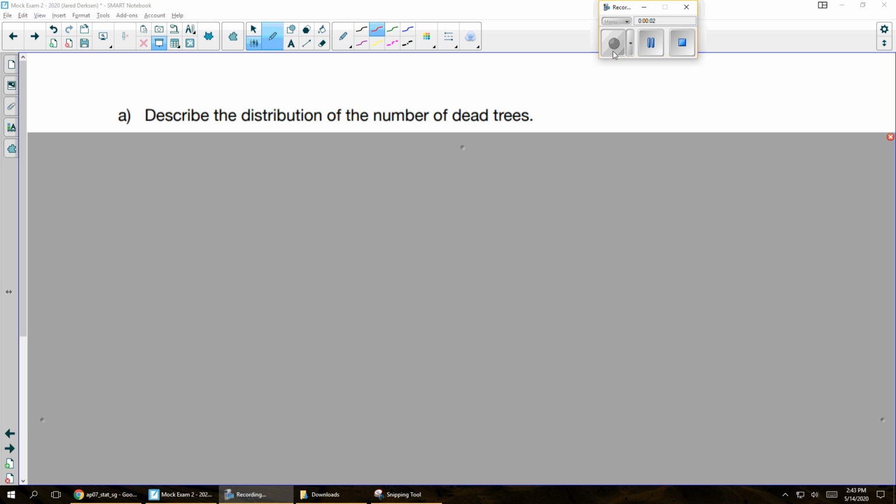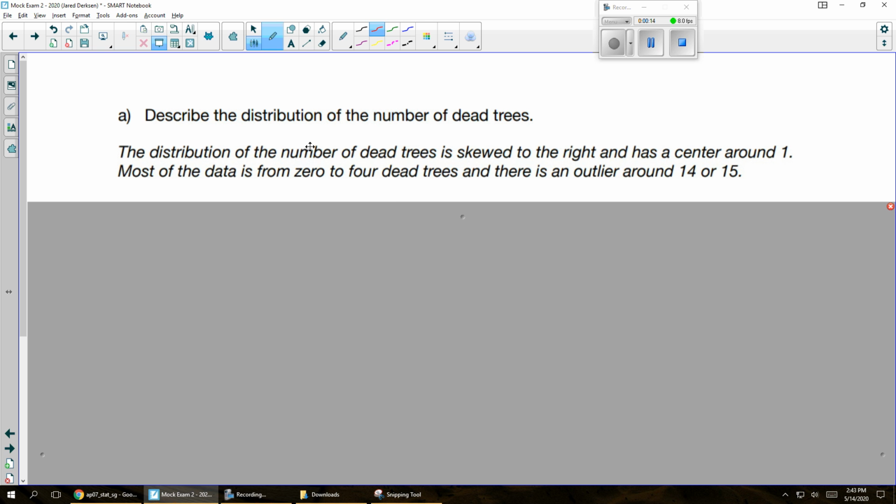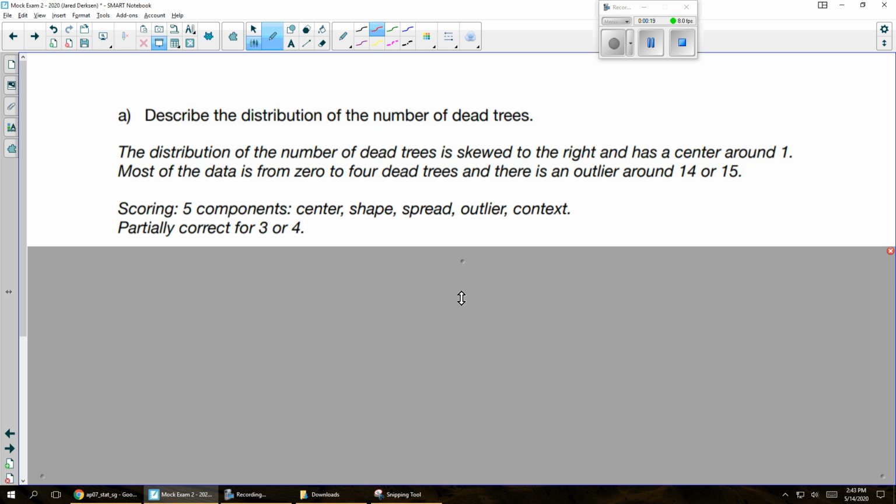I'll take a quick look at one way you might score this question. Here was the answer. The distribution of dead trees skewed to the right and has a center around 1. Most of the data is from 0 to 4 trees. There's an outlier at 14 to 15. That's pretty close to what I said. I gave a bigger spread on that.